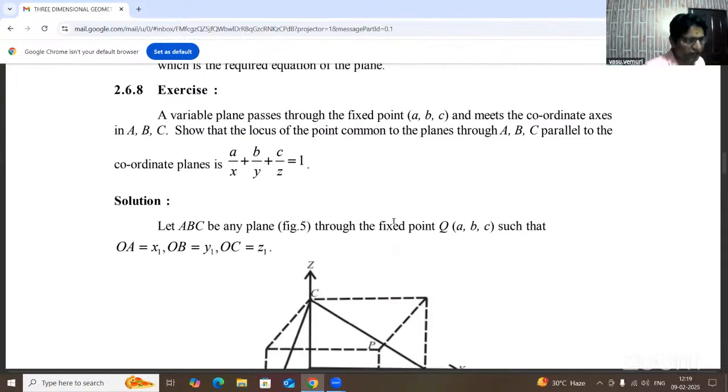So listen, students, listen carefully. Okay, 2.6.7, and again this is also one of the important problems. 2.6.8 is given many times as an essay question or essay problem in the university examination. Okay, that is 2.6.8.